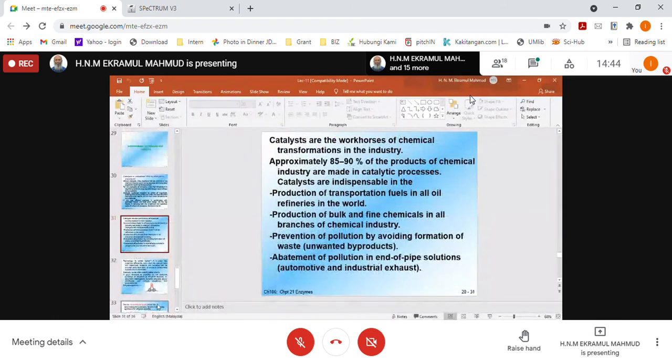So catalysts are the workhorses of chemical transformations in the industry. Approximately 85 to 90% of the products of the chemical industry are made in catalytic processes. Almost all of the industries are using catalysts. So catalysts are indispensable in the production of transportation fuels in all oil refineries in the world, in production of the petrochemicals, in production of the bulk and fine chemicals in all branches of chemical industries.